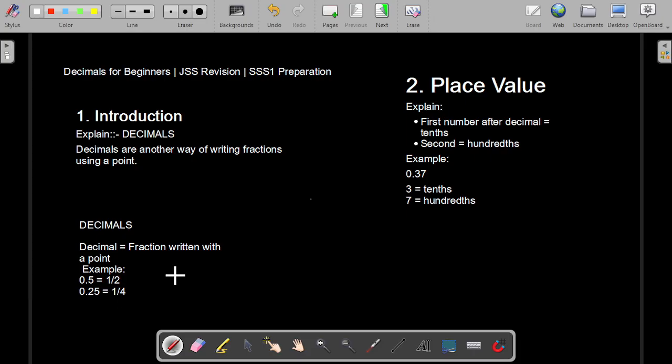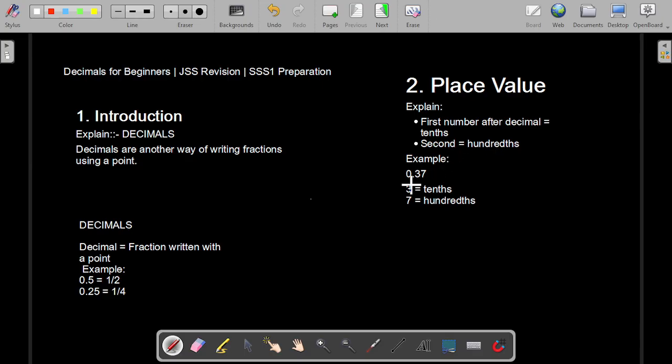It is very important, and in decimals we talk about place value. You need to know this. Place value: from the place where the decimal point is located, then you count. It is very important that you understand this, because if you don't, you won't know how to add or subtract, or how to work with decimal fractions. As you can see here, the first number after the decimal point is tenths, then the second is hundredths. So you count it just like that: tenths, hundredths.